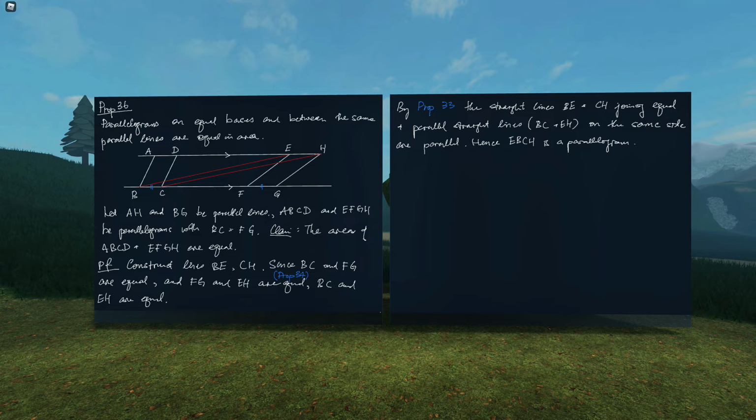I've forgotten that we actually have to prove this. So we've constructed this shape with BC and EH, and we've just shown that because BC and EH are equal and parallel, the figure that we've drawn with the red lines, EBCH, is a parallelogram. And so now we can finally use last week's proposition, which is 35.